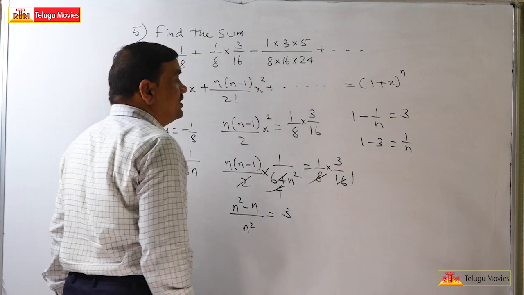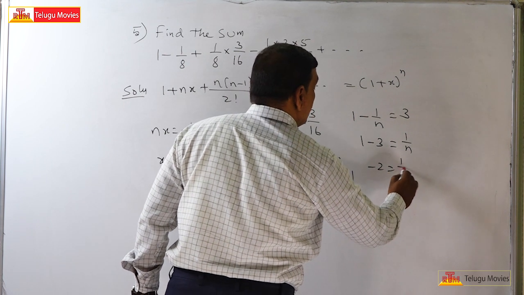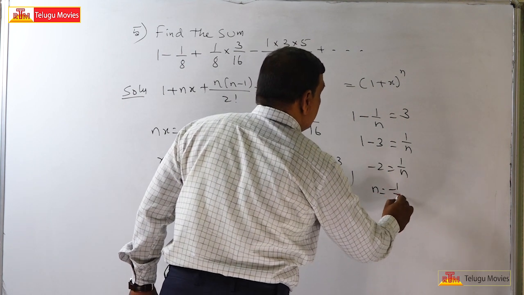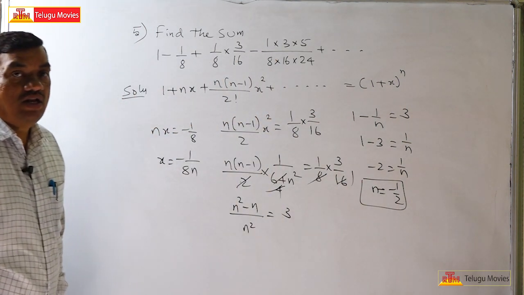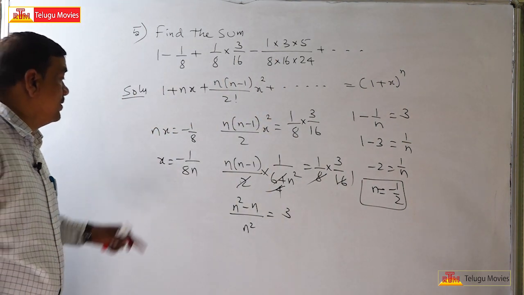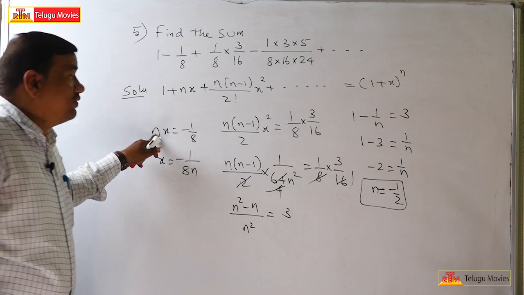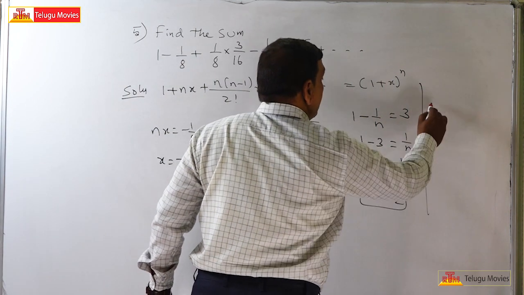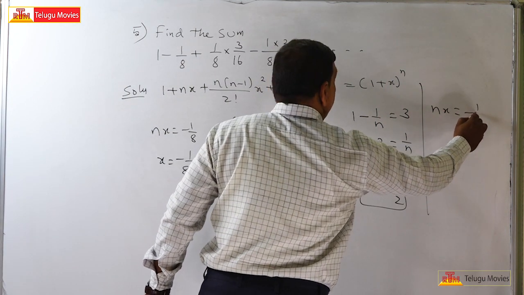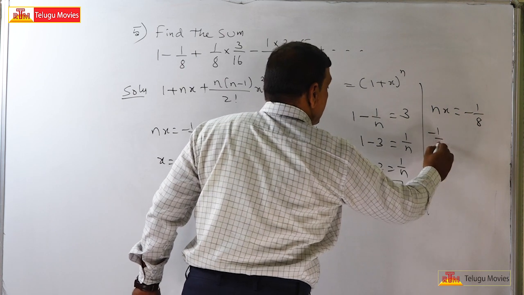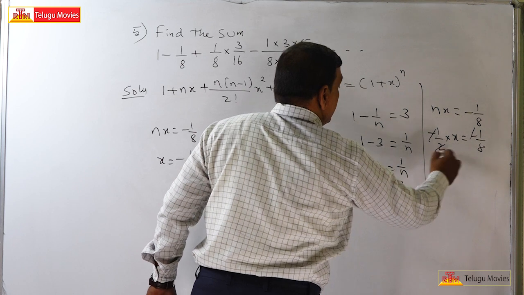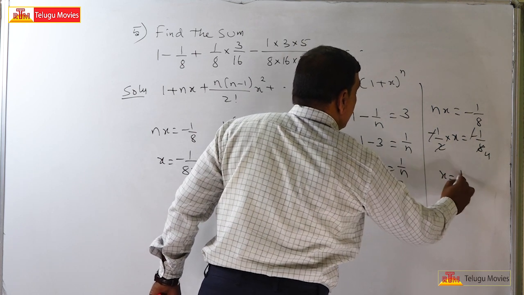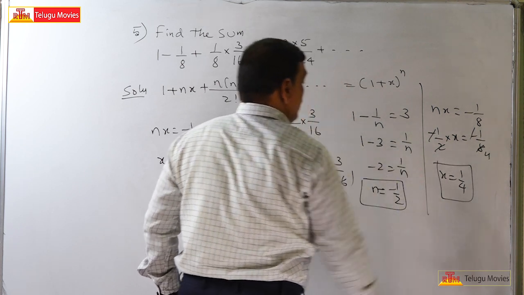So 1 minus 3 is equal to 1/n. 1 minus 3 is minus 2, equal to 1/n. So n is equal to minus 1/2. We got the n value as minus 1/2. Substitute it in nx equal to minus 1/8: minus 1/2 into x is equal to minus 1/8. Minus minus cancel, 2 ones are 2, 4 twos are 8, so x is equal to 1/4.